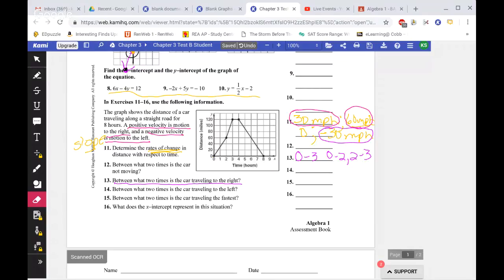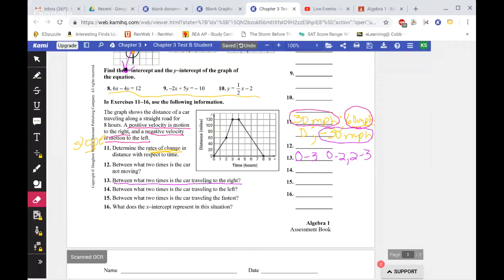So it says a negative velocity is a motion to the left. Which one of these rates of change is negative? Negative 30 miles per hour. And you can also tell the negative velocity by the fact that this is going down. So that would have a negative slope. This has a positive slope, right? Yes, ma'am. So that's another way to tell. Okay?